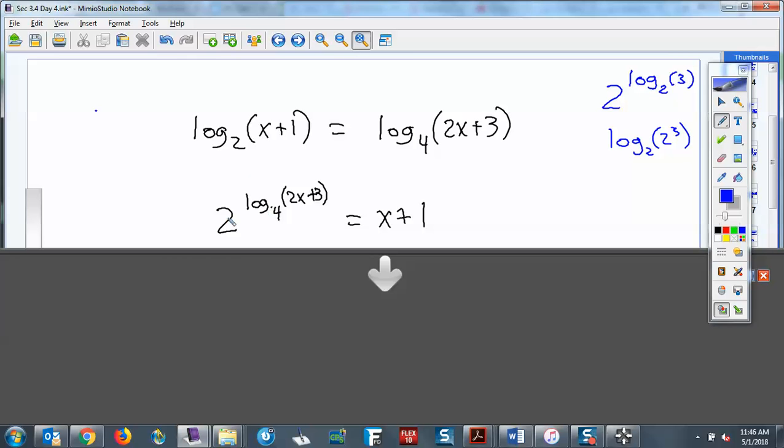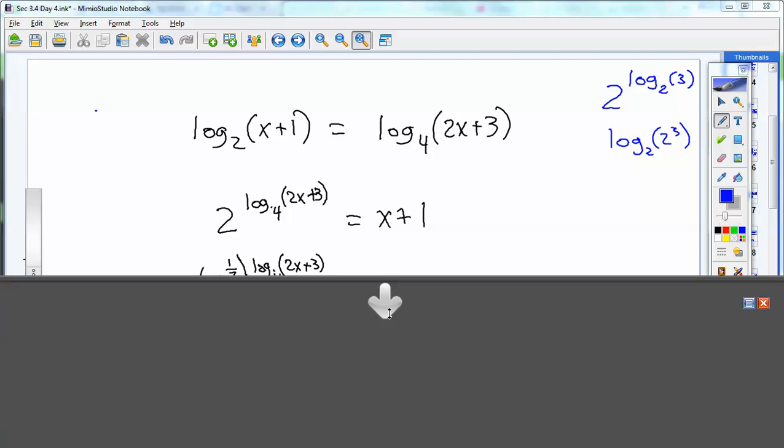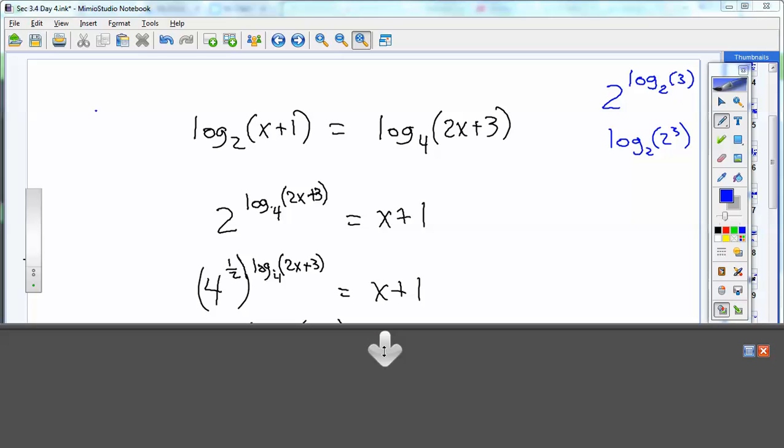So what I'd like to do is get this to have a 4 for its base. Well, how could you rewrite 2 to have a 4 for its base? 4 to the 1/2. So I'm going to change that 2 to a 4 to the 1/2. Now looking at it, it might have been better for me to do it the other way. It might have been better to take 4 raised to this equals that, because then I could change that 4 into a 2 squared, then I wouldn't have this fraction. But it's okay. It's going to work out the same way.